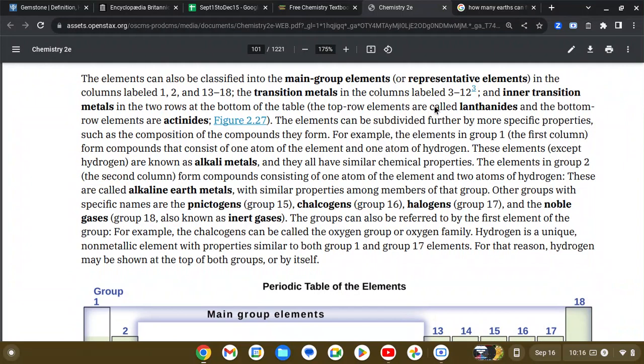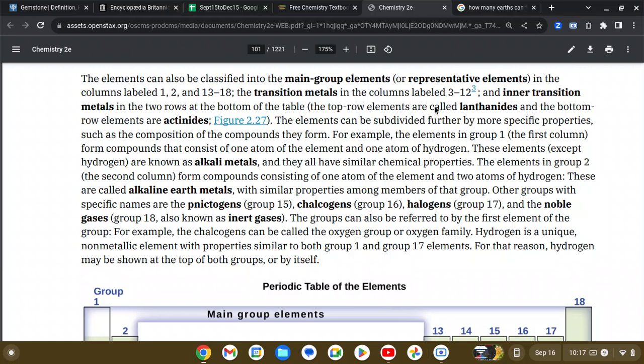The elements can be subdivided further by more specific properties, such as the composition of the compounds they form. For example, the elements in group 1, the first column, form compounds that consist of one atom of the element and one atom of hydrogen. These elements, except hydrogen, are known as alkali metals, and they all have similar chemical properties. The elements in group 2, the second column, form compounds consisting of one atom of the element and two atoms of hydrogen. These are called alkaline earth metals, with similar properties among members of that group.